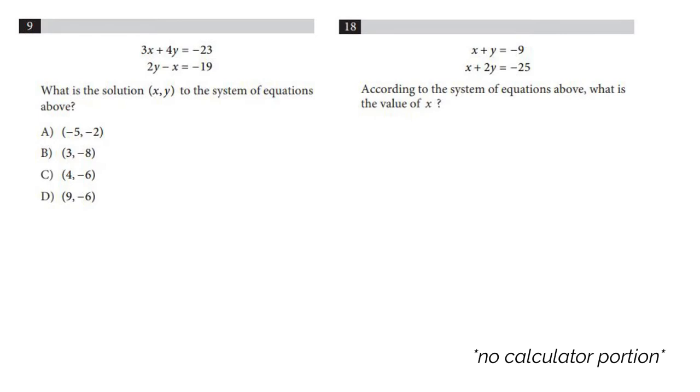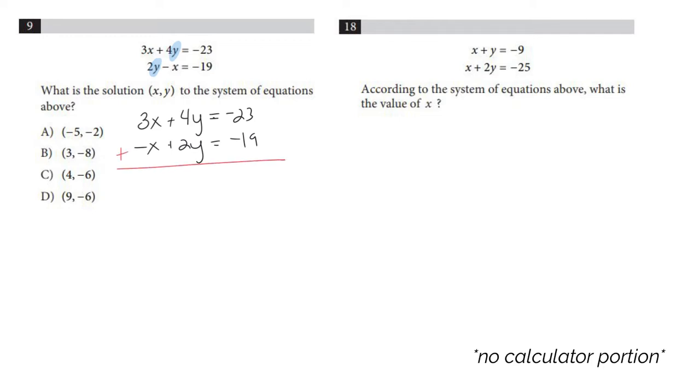Both of these problems are solving systems of equations. Notice that they are on the non-calculator portion. The tricky part about the first one here is that y is not lined up with y. So before we can even begin solving by system of equations, we have to go ahead and rewrite it. So I'm going to have 3x plus 4y equals negative 23, and I will have negative x plus 2y equals negative 19. I can then go ahead and add up these equations.